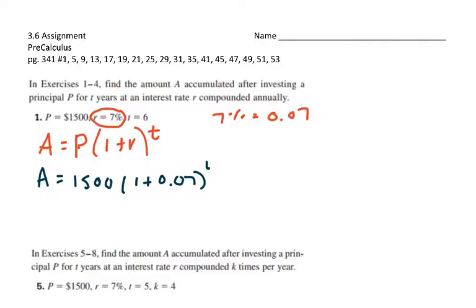In order to solve this, you're going to do what's in the parentheses first, so 1 plus 0.07. Then you're going to bring that to the 6th power and then multiply by 1500. And so our amount after a 6-year investment is $2,251.10, since we're doing money.